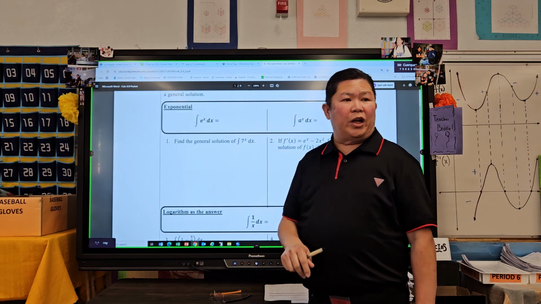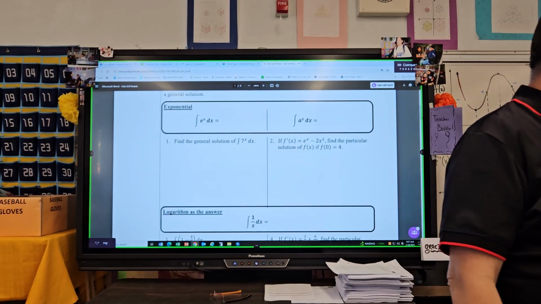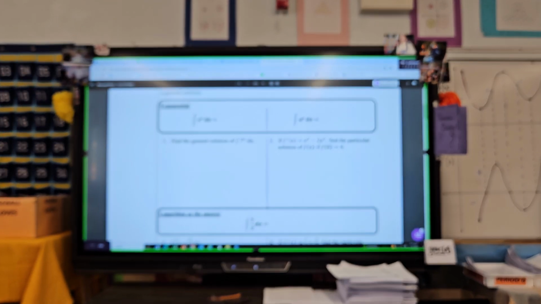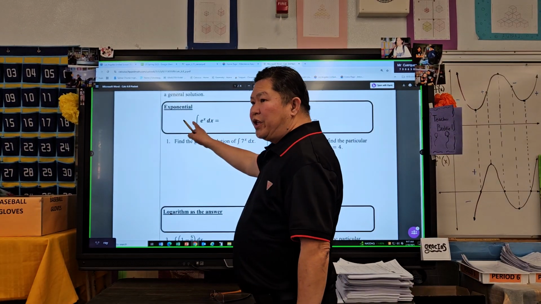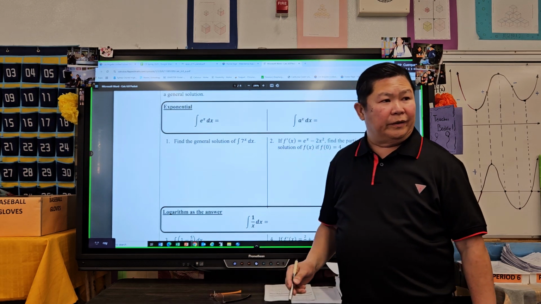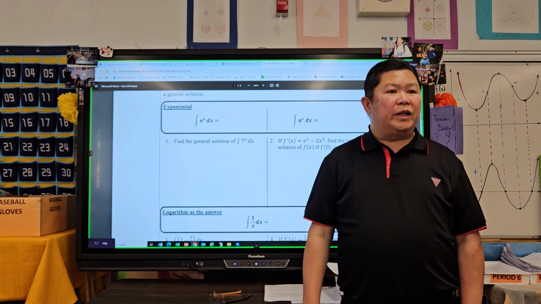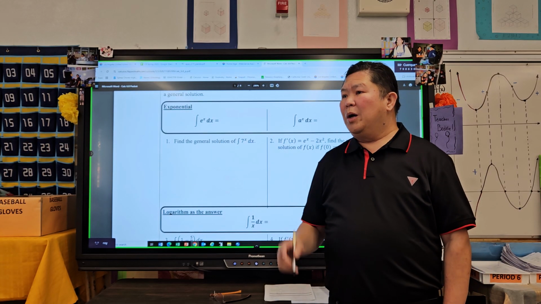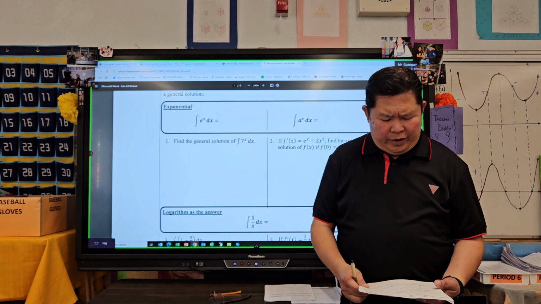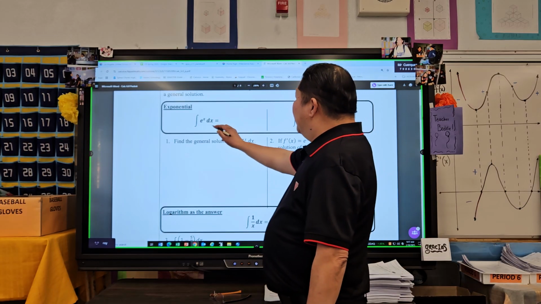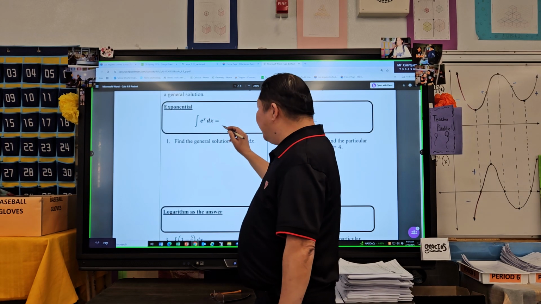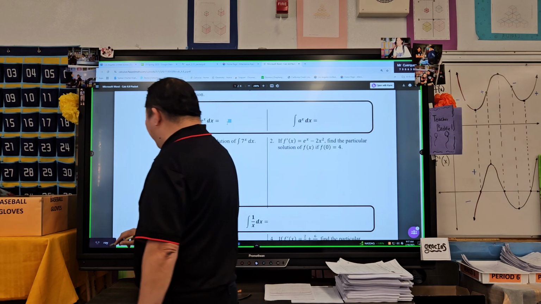So, this is exponential, right? The antiderivative of the exponential e to the power of x dx. Now remember, we are on general. Why general solution? This has no boundary, no limit. So we expect that our answer should have plus C on the last part. So the antiderivative of e to the power of x, since it doesn't change, is e to the power of x.